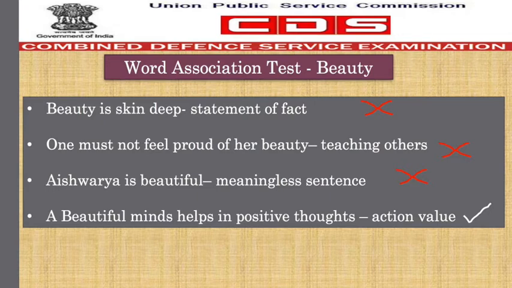Third sentence, if somebody writes Aishwarya is beautiful. Again here, it becomes meaningless sentence, does not give any meaning. Hence, not recommended. And finally, if somebody writes like a beautiful mind helps in positive thoughts. So, it becomes action oriented, it becomes a value based sentence and hence recommended to be used.